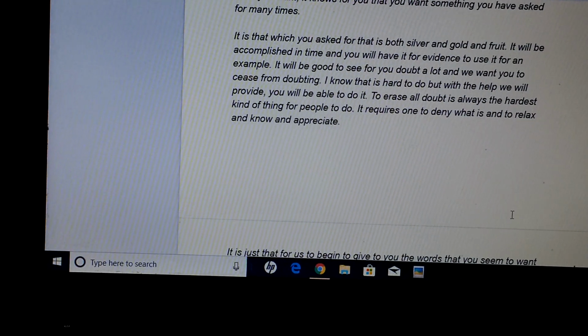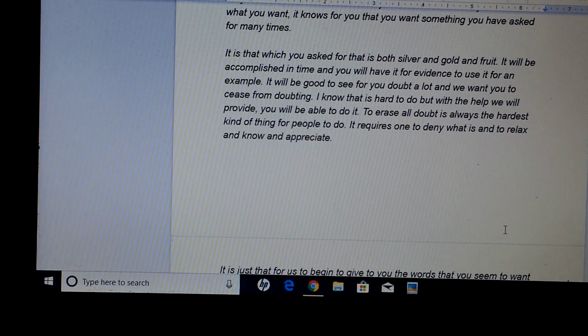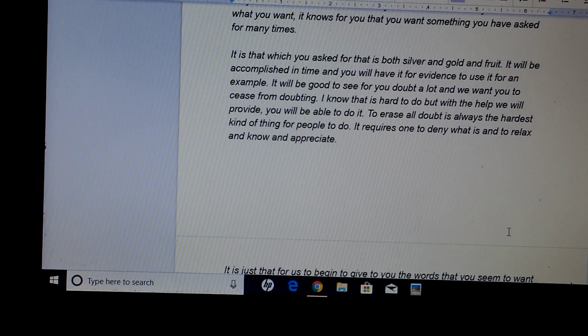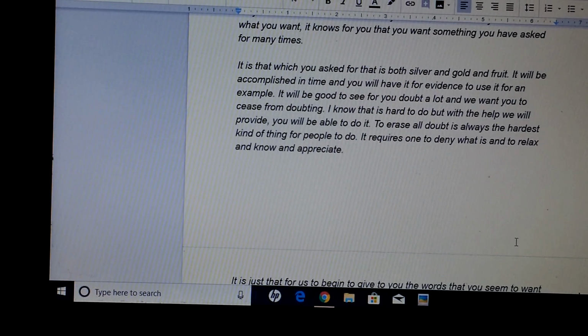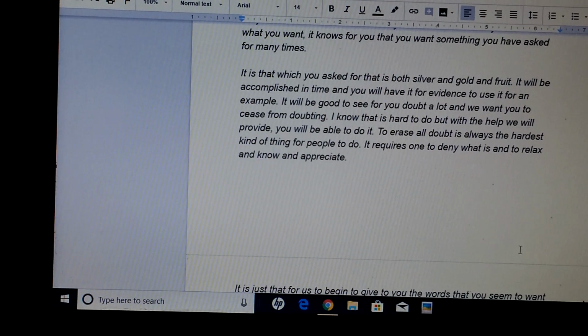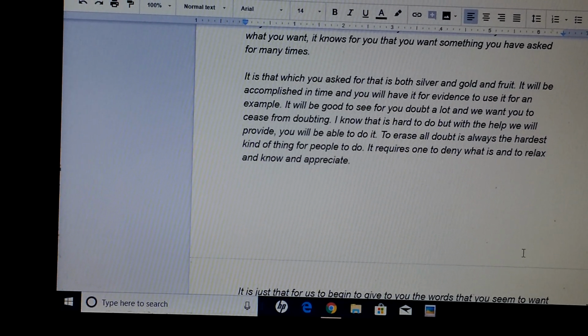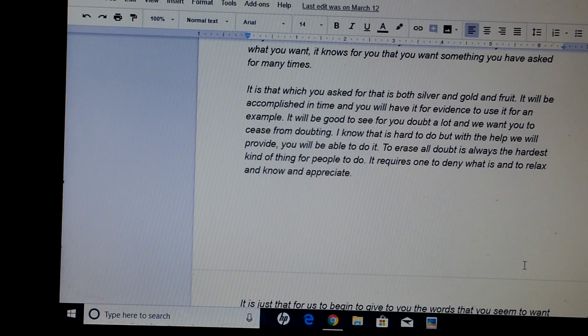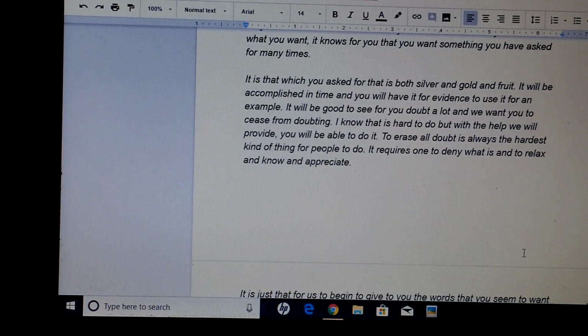It will be good to see, for you doubt a lot, and we want you to cease from doubting. I know that is hard to do, but with the help we will provide, you will be able to do it. To erase all doubt is always the hardest kind of thing for people to do. It requires one to deny what is and to relax and know and appreciate.